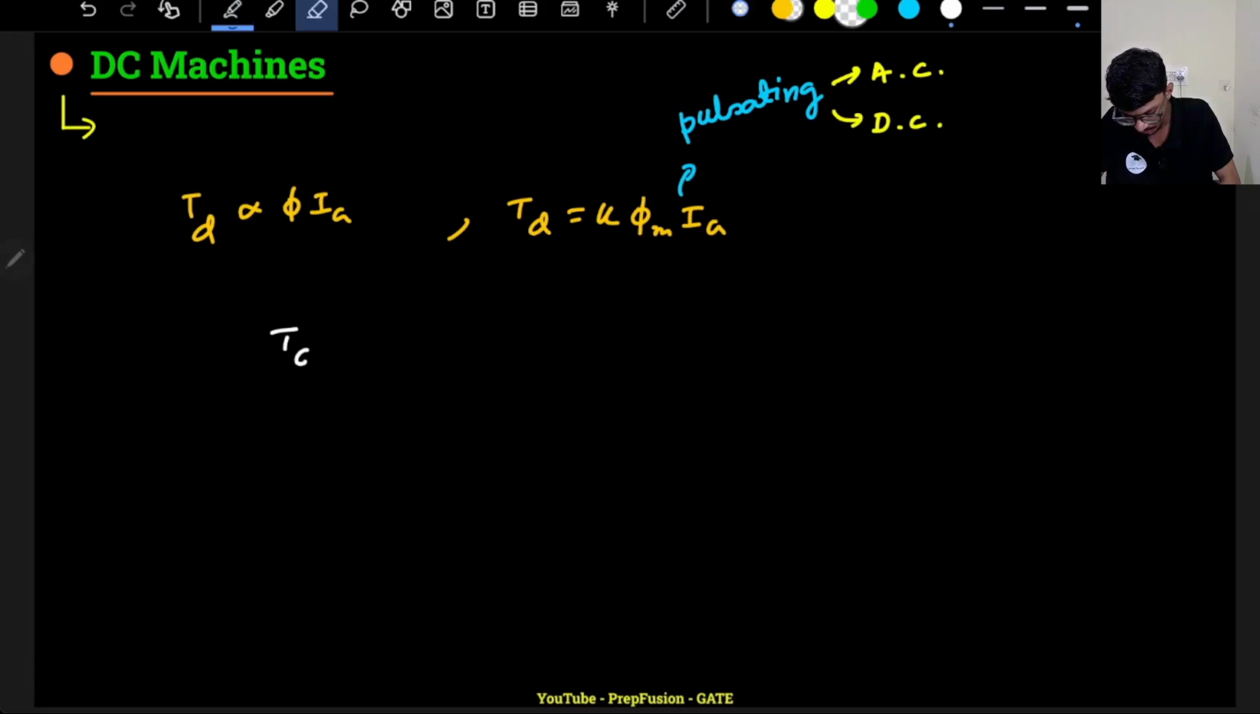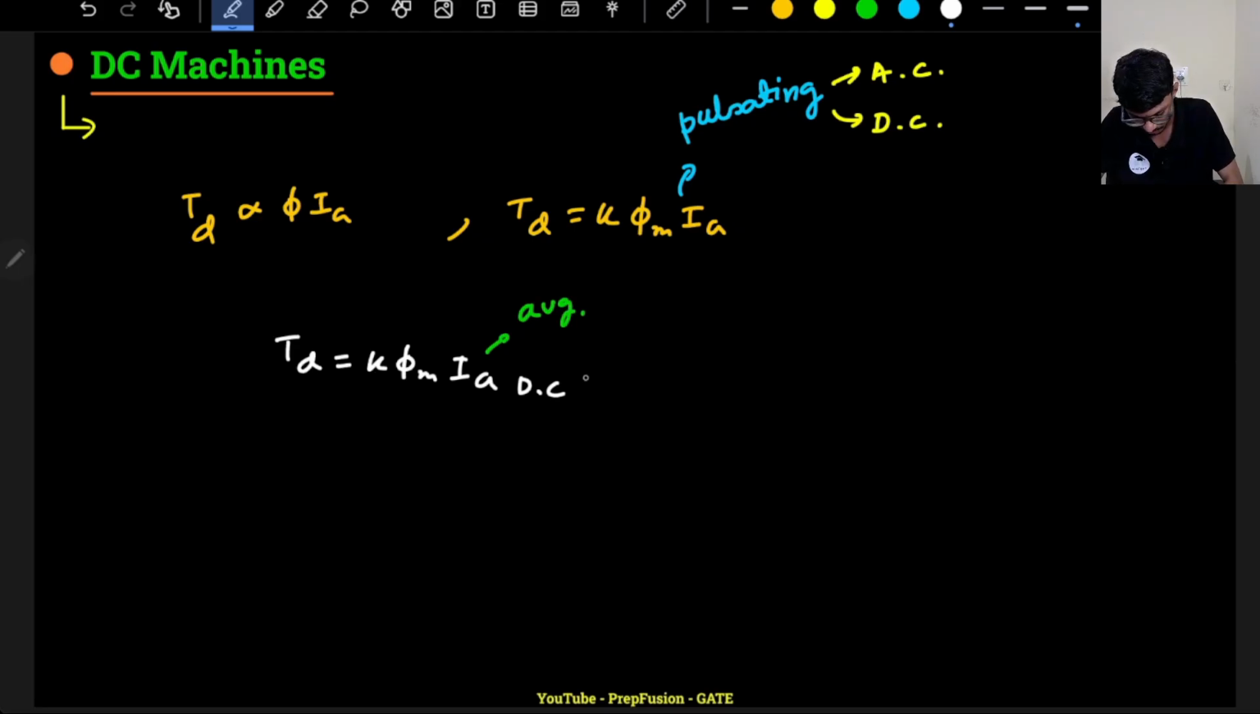So torque TD I can also write as K phi m I, which will have a DC component and an AC component. This is the DC component, the average value IA DC, the average component of the armature current, and I have an AC component. So the AC component is plus K phi m IA AC. Let me assume the AC to be sinusoidal.